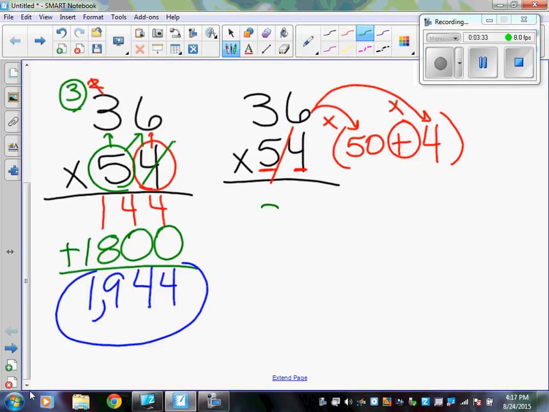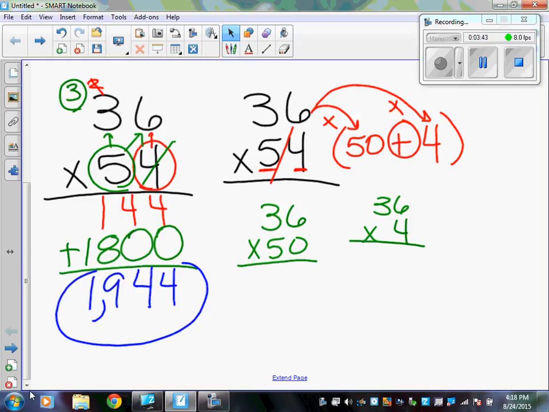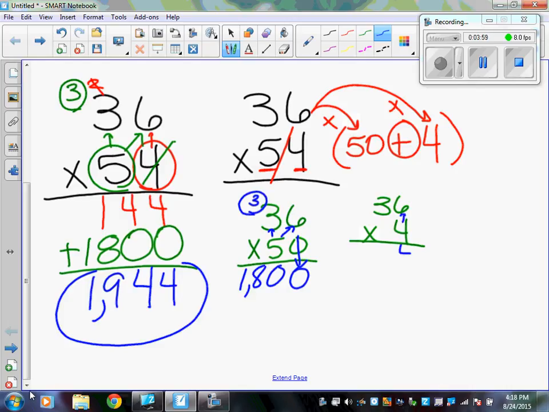So I'll go ahead and set up those 2 problems. 36 times 50, 36 times 4. Drop this 0 down, and now I'm going to do 5 times 6 is 30. 5 times 3 is 15, plus 3 is 18. And I'm ready for the next one. 4 times 6 is 24. 4 times 3 is 12, plus 2 is 14. Now I'm ready to add them together.